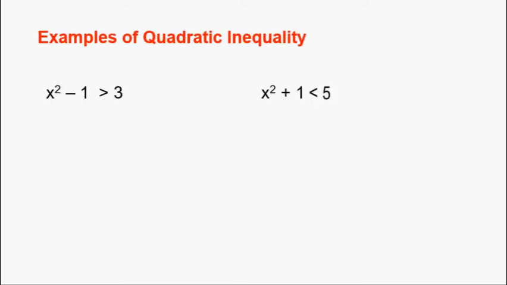So we have x squared minus 1 is greater than 3. And x squared plus 1 is less than 5. Another examples would be 2y squared is less than y squared plus 3y minus 1. 0 is less than or equal to y squared plus 3y minus 15. So, ayan. Regarding dito sa apat na example, quadratic pa din ang pinag-uusapan natin.